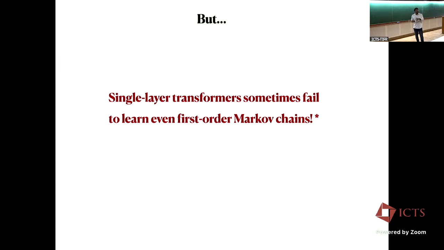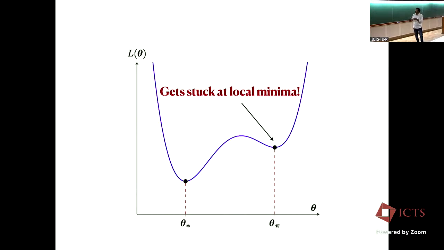As I said, this is the ideal scenario we hope for, but surprisingly, it turns out that even in this simple setting, the single layer transformer can provably learn first order Markov chains. Okay, so what do I mean by that? It turns out that the loss landscape looks something like this. This is just a cartoon of it. I will go into details.